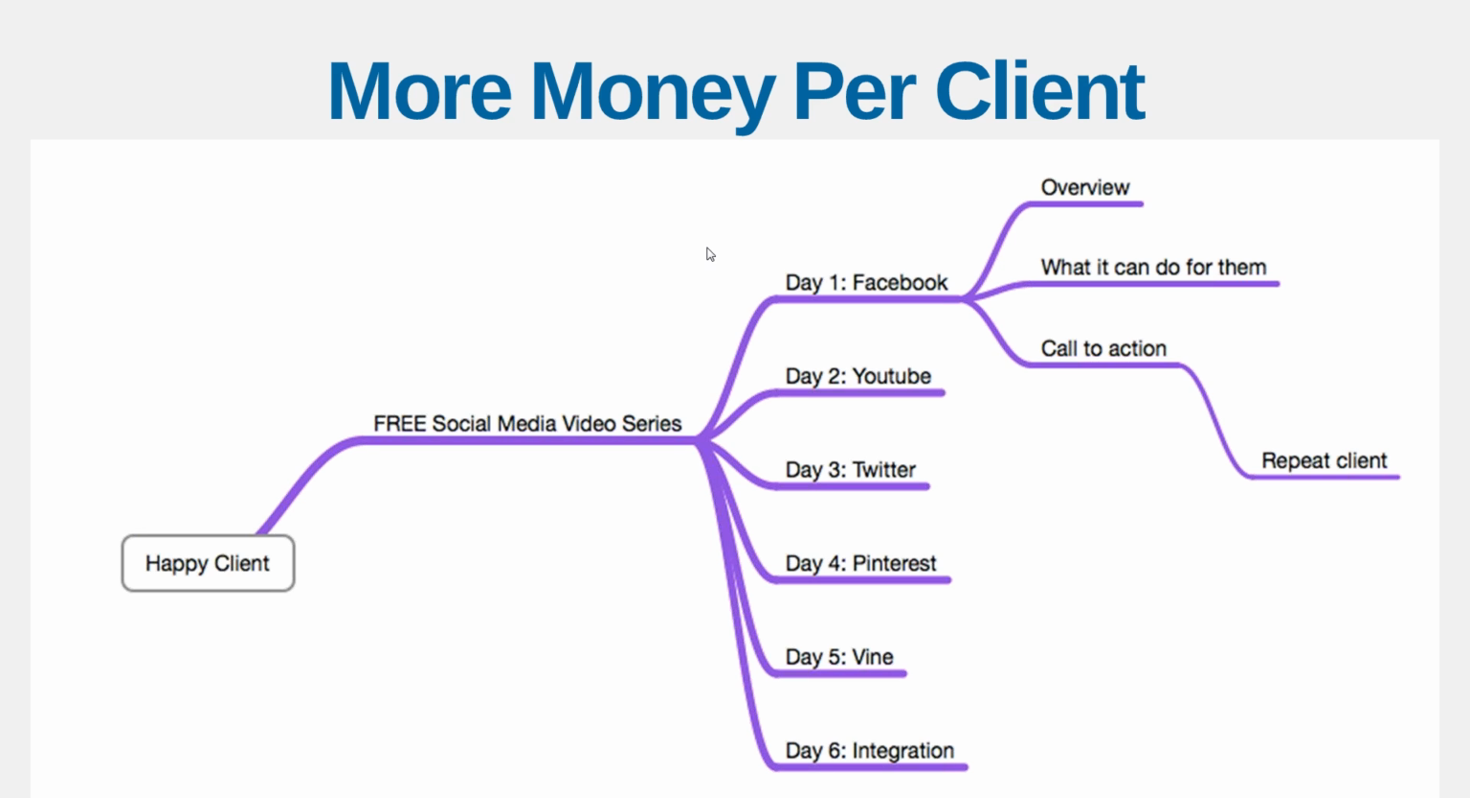So the next thing I want to talk about is how to make more money per client. And it's kind of the same idea here. It's basically a follow-up sequence, but this time instead of for prospects, it's for paying customers. And I've just done a really quick mind map diagram there to basically map out how the process would work. It's pretty similar.